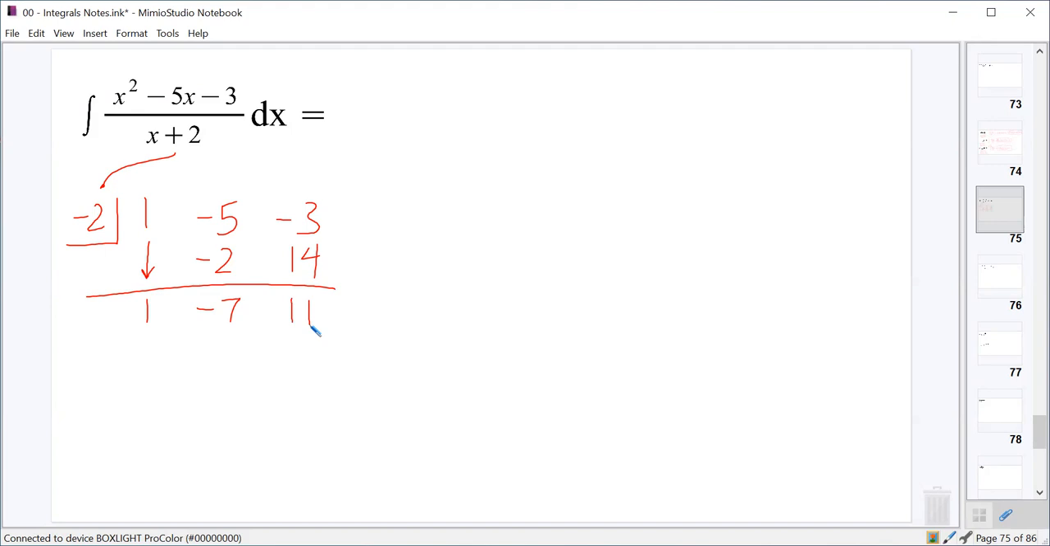And so the first value there is an x, is a 1x. And we know it's an x, and not an x squared, because we've divided x squared by x, right? So we're dropping by a degree of 1 from where we start. So it's 1x minus 7, and then plus our remainder of 11 divided by our original denominator, x plus 2.